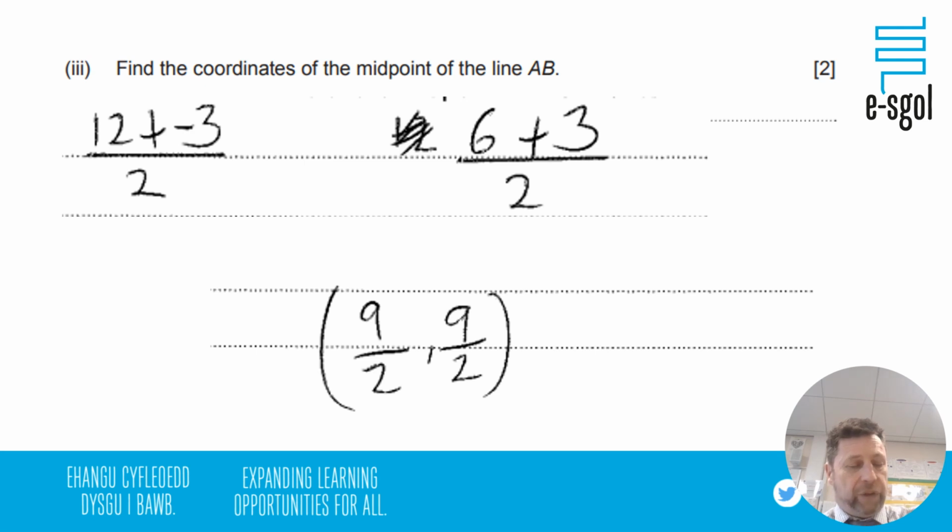Now they gave me 9 over 2. I might well have written 4.5. They'd accept either of those. Okay, the middle of 2 points, the middle of any two numbers, add them up and divide by 2. Right, then we're on to part B.